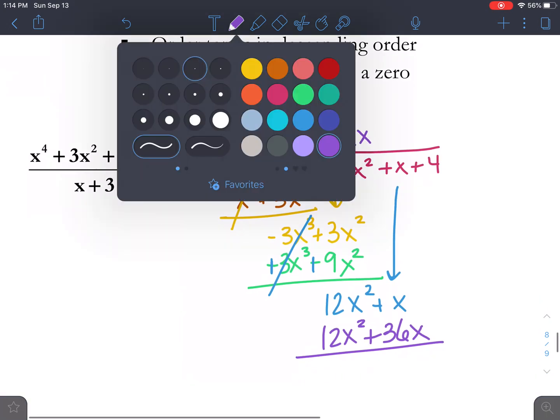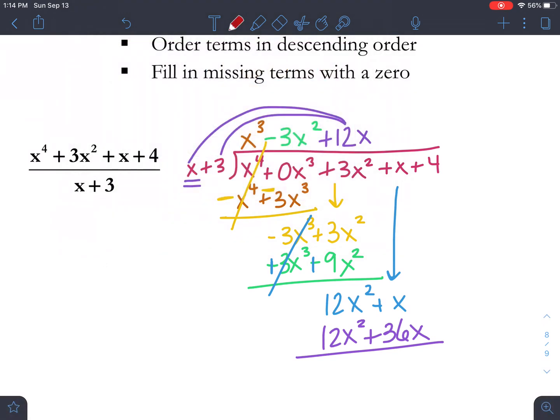Okay, and from there, what I'm doing, remember, you cannot forget this step. This is where everyone forgets. You need to subtract both terms, right? Or change both signs. It cancels. I get negative 35x. We're getting there, guys. Plus 4.